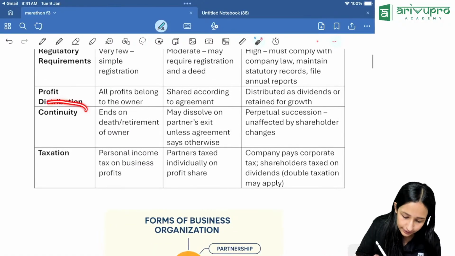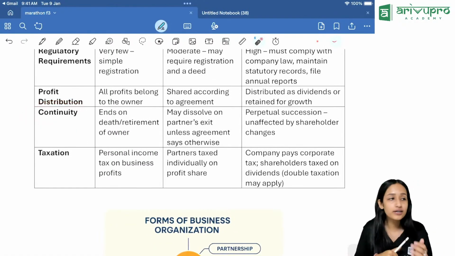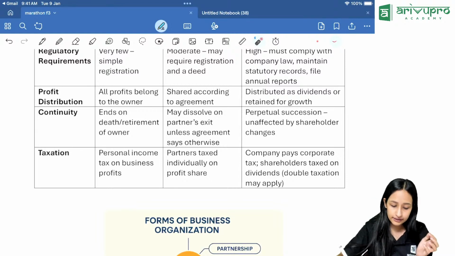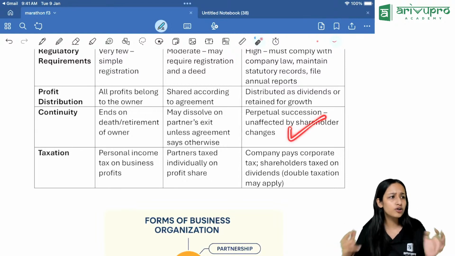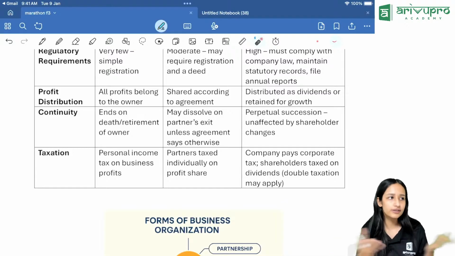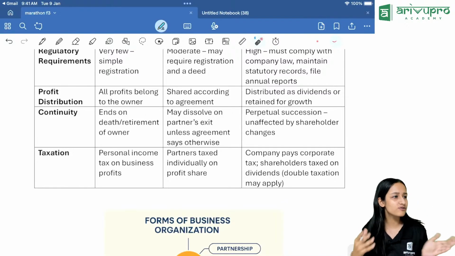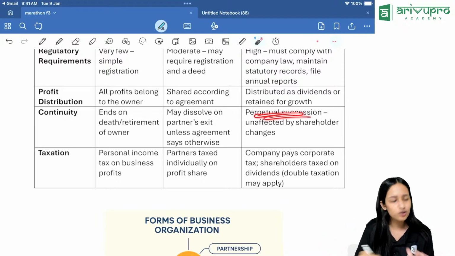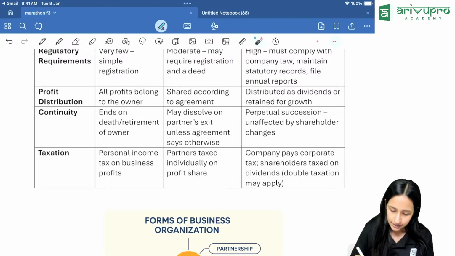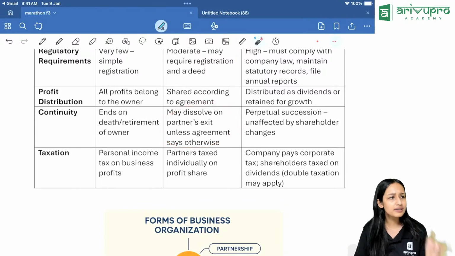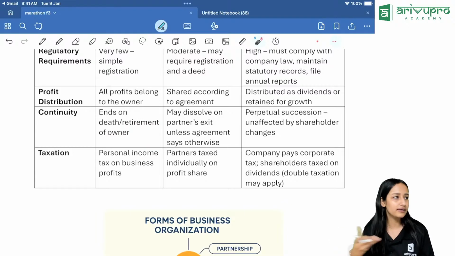Got it? Coming to continuity, if one shareholder dies, the company will still continue. They will not even attend this person's funeral. That is how unbothered they are by one person dying. It will still continue regardless of how many owners there are. Perpetual succession, nobody cares. That is what it means. Coming to partnership, if one person dies, then they dissolve that person's contract and then they restart the partnership. That's all that happens. For a sole trader, if this person dies, nobody can continue the business anymore because only one person is dealing with it.